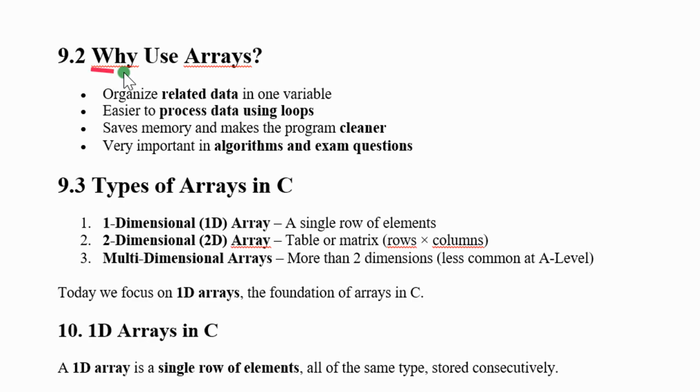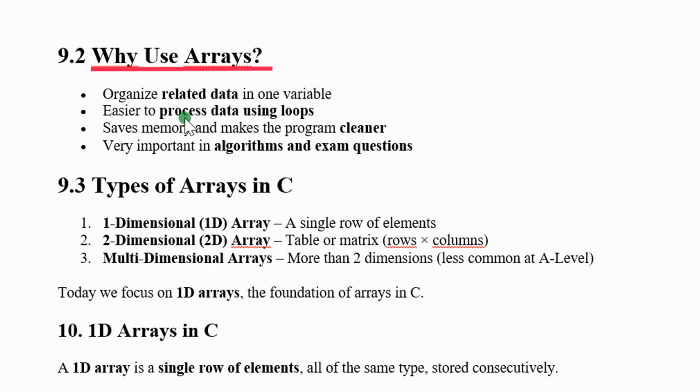Now, why are we using arrays? This one thing you need to know. The first one is to organize related data in one variable. This one we are clear about, because with an array I can collect even 100 elements from a user without declaring 100 variables. I can just declare a single variable and do so. We are going to see how to do this type of thing.